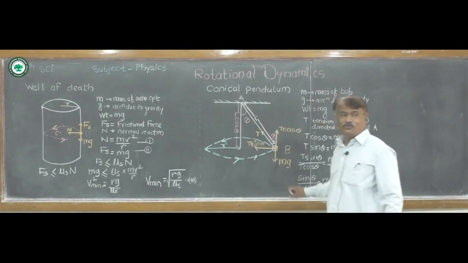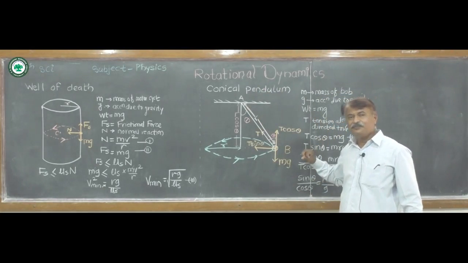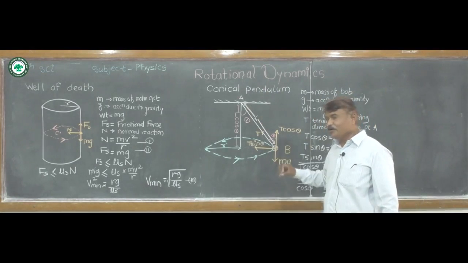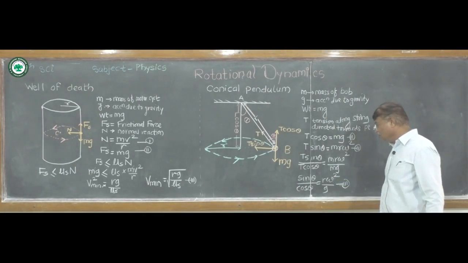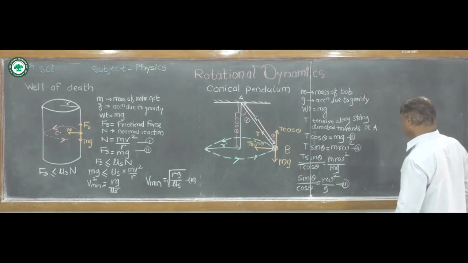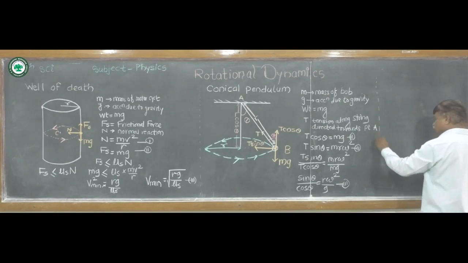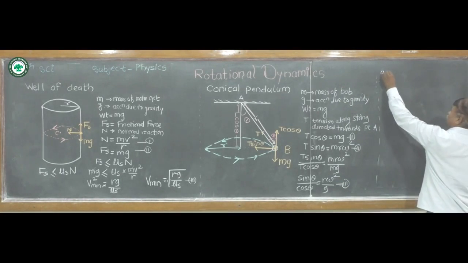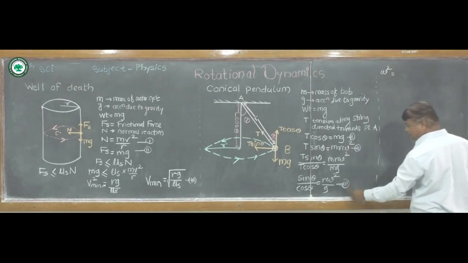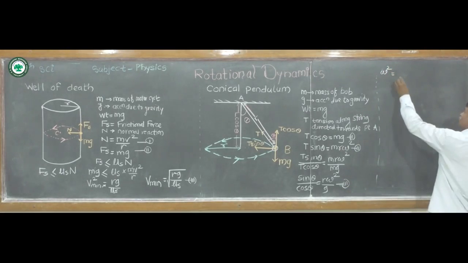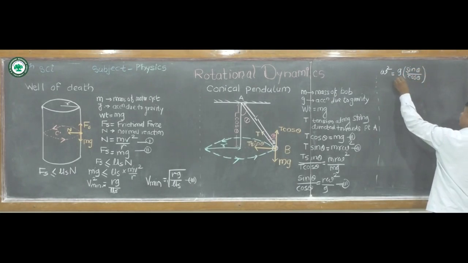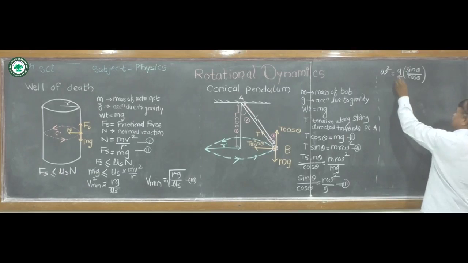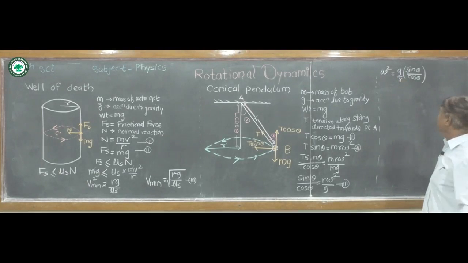But here we have to find the expression for the period of a conical pendulum. That's why we first have to find the value of omega. So we can write omega square is equal to, by rearranging equation 3, g into sin theta upon cos theta, upon r. In this way we get omega square.